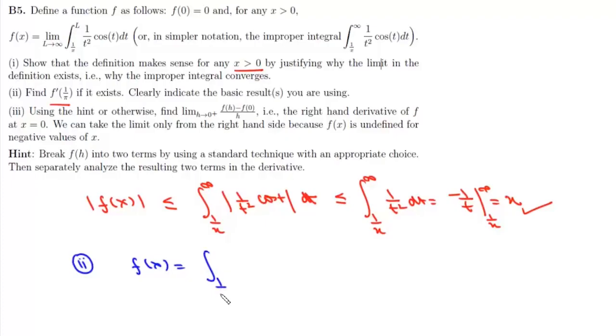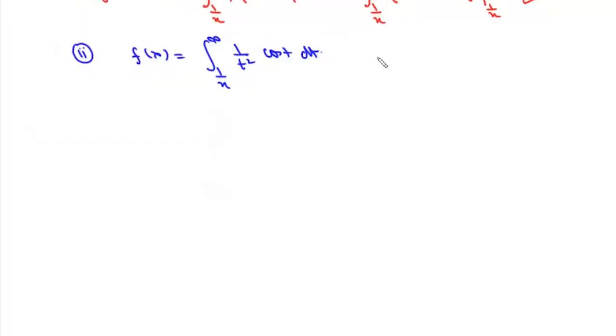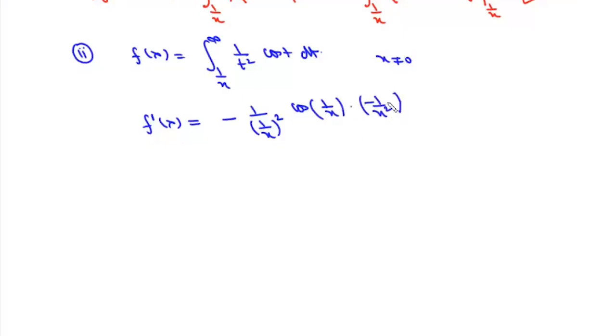which is this integral from 1 upon x to infinity of 1 upon t square cos t dt. Now if x is unequal to 0, we can use the Newton-Leibniz formula. So we can write this as f dash x. Now this is minus, and it will be 1 upon x square cos 1 by x, and here it will be minus 1 upon x square.